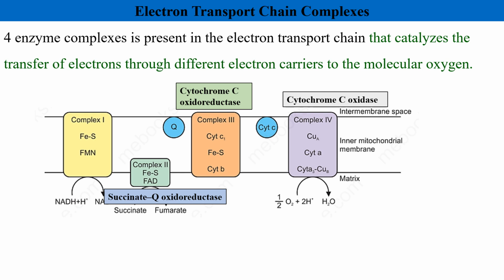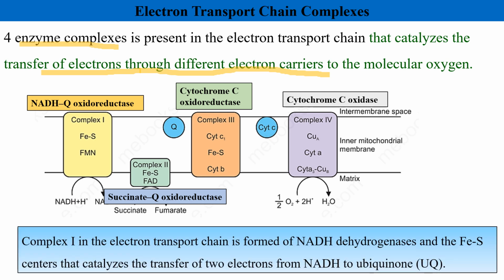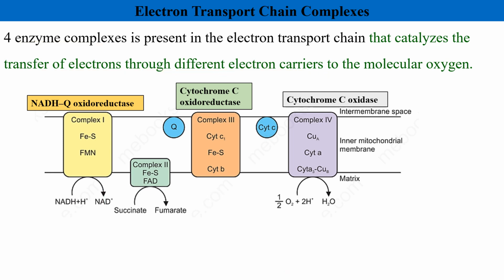In the electron transport chain, there are 4 enzyme complexes which catalyze the transfer of electrons through different electron carriers to molecular oxygen. First is NADH oxidoreductase, which is known as complex 1 and is formed by the NADH dehydrogenase and the FeS center that catalyze the transfer of electrons from NADH to ubiquinone.